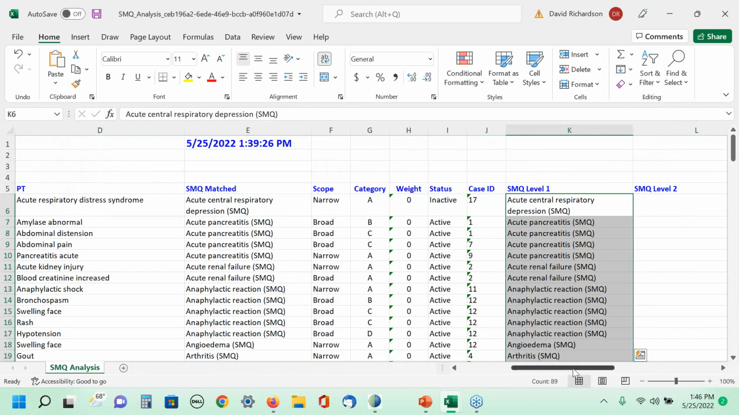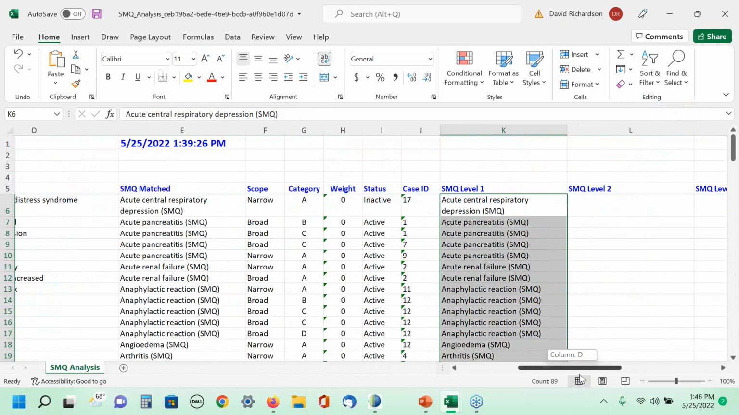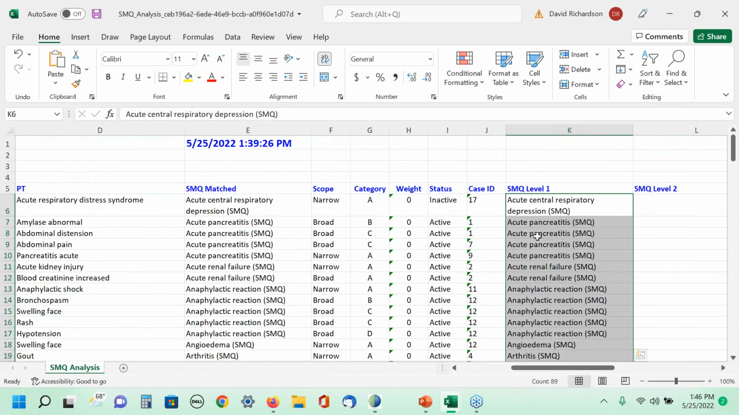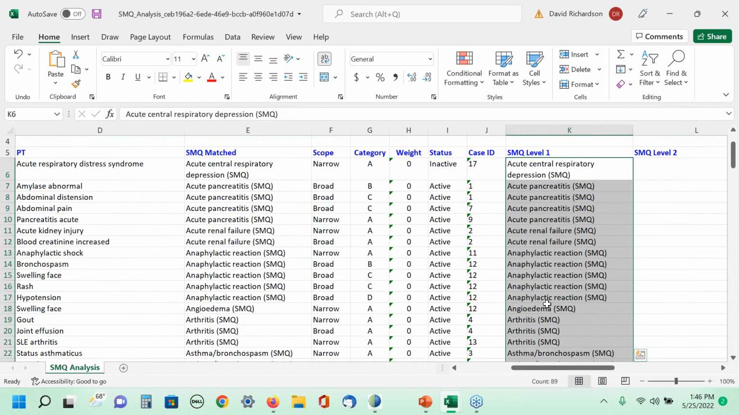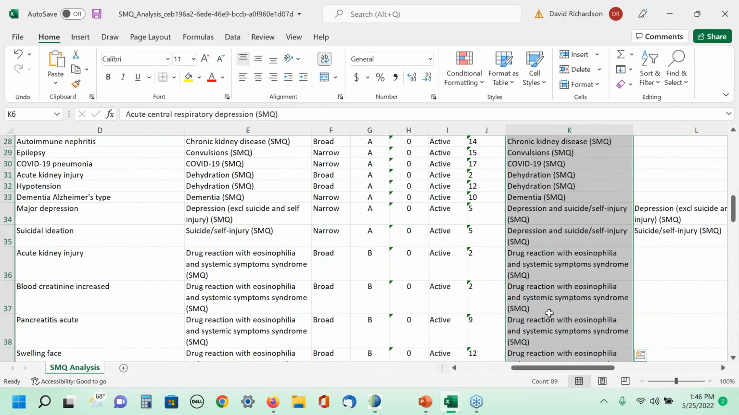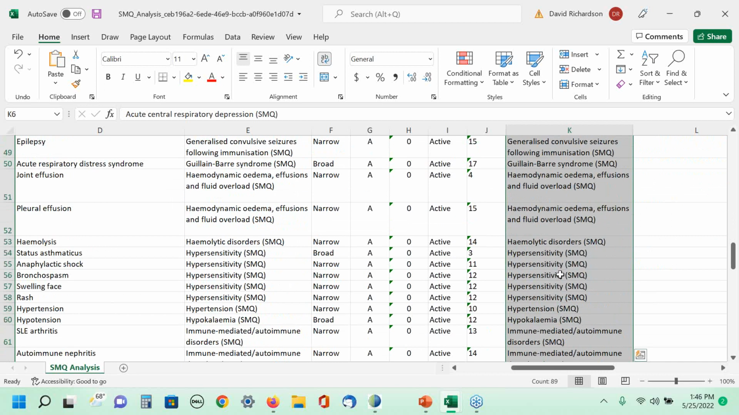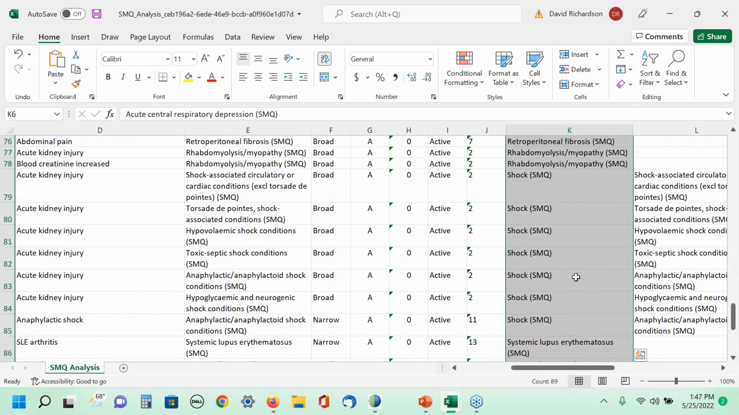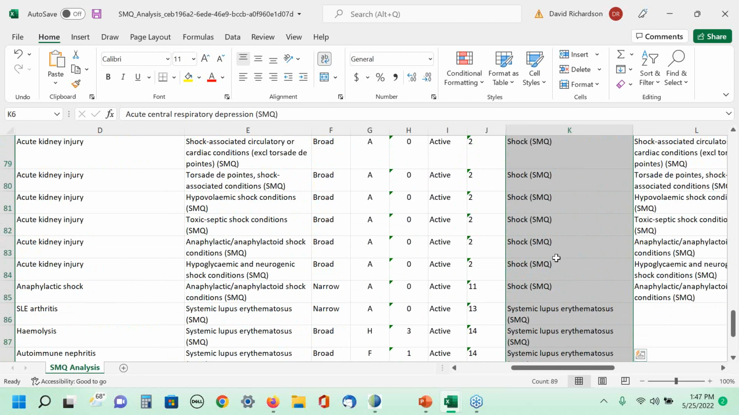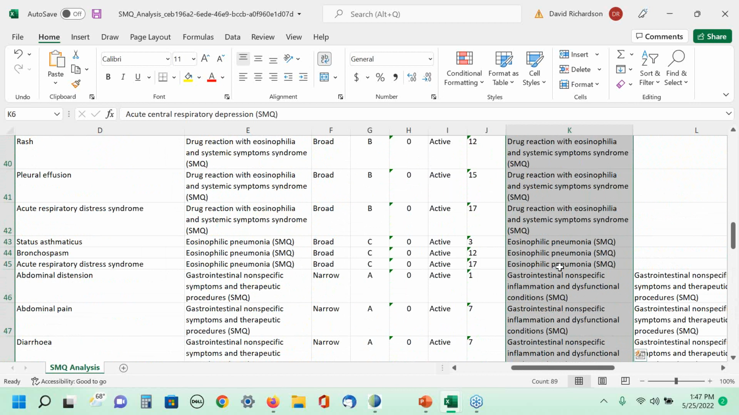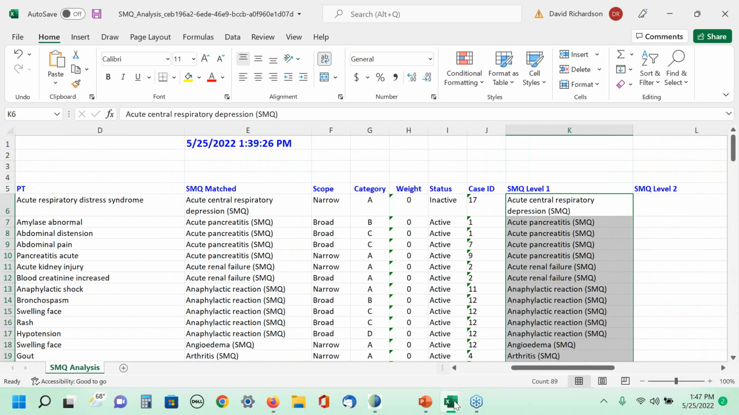It is telling me that when I look at the entirety of data and what SMQ is being matched at level 1, that I have a bunch of cases potentially related to acute pancreatitis, a bunch of cases related to anaphylactic reaction, a bunch of cases potentially related to drug reaction with eosinophilia and systemic symptoms, or DRESS syndrome as it's called. I have a bunch of cases with hypersensitivity potentially associated. So one thing I'm starting to glean is, if I didn't know that my drug might have some association with anaphylaxis and other types of concepts like shock, I probably need to know that because it potentially leads to instructions in my labeling. So that is how one would use the broad search strategy.